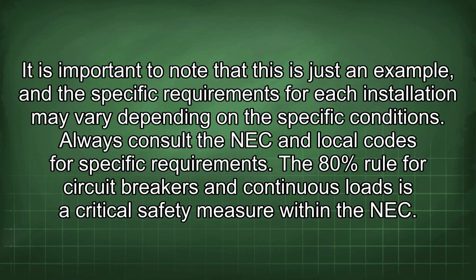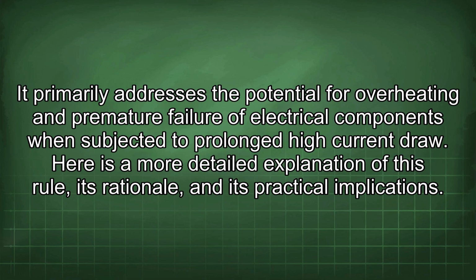Always consult the NEC and local codes for specific requirements. The 80% rule for circuit breakers and continuous loads is a critical safety measure within the NEC. It primarily addresses the potential for overheating and premature failure of electrical components when subjected to prolonged high current draw. Here is a more detailed explanation of this rule, its rationale, and its practical implications.